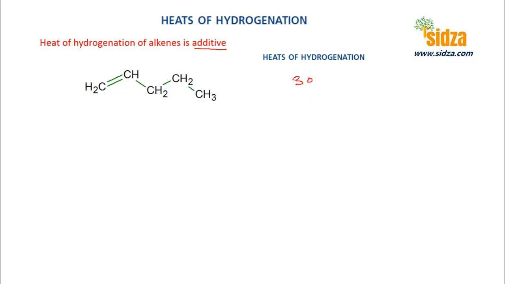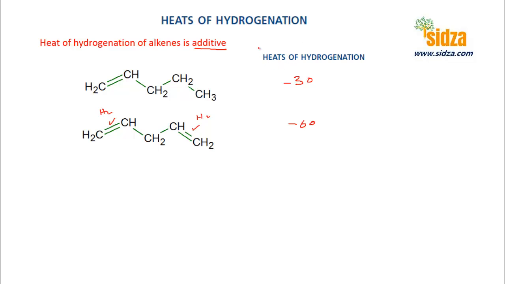So the heat of hydrogenation for a single double bond is about 30 kilocalories. But if you have two double bonds in a molecule, one pi bond here and one more pi bond here, and you add a hydrogen molecule here and one more hydrogen here, the heat of hydrogenation for the two double bonds will be around 2 times this 30. That means around 60 kilocalories for this molecule. So it is additive in nature.